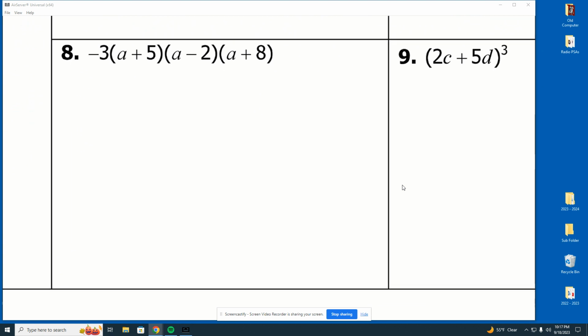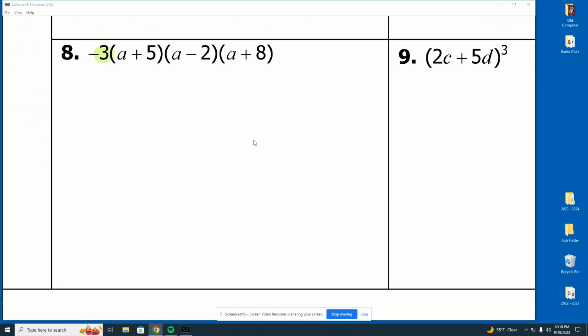Look at number 8. Number 8 is kind of challenging. It's got a lot of stuff going on. I mean, look, negative 3 gets multiplied by a plus 5, but then that's got to multiply by a minus 2, and then that's got to multiply by a plus 8. So a lot of stuff being multiplied. So I'm going to kind of kill two birds with one stone here, okay? Kind of like I did the last problem.